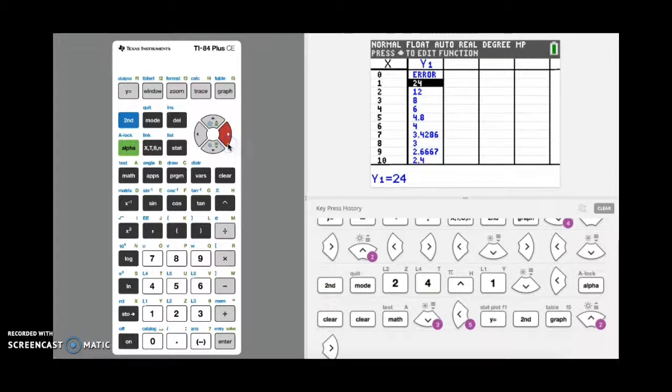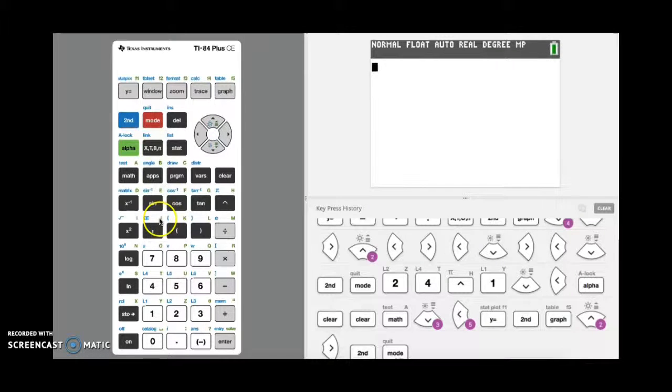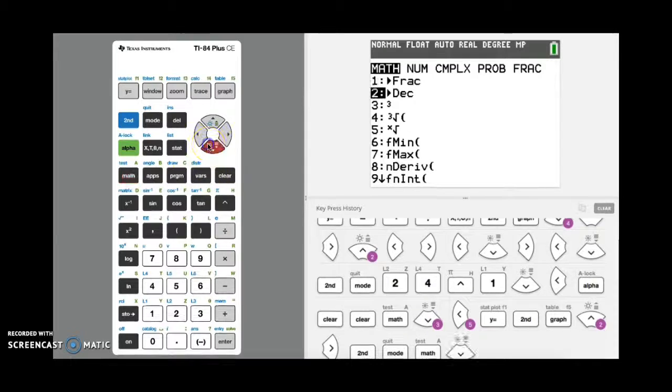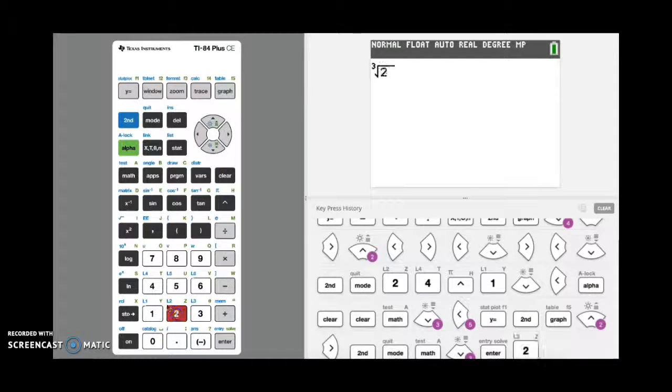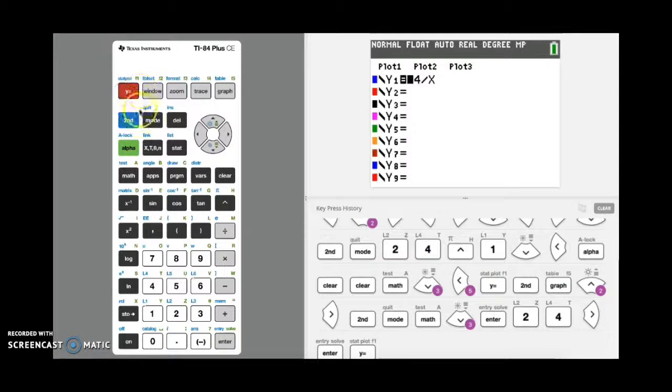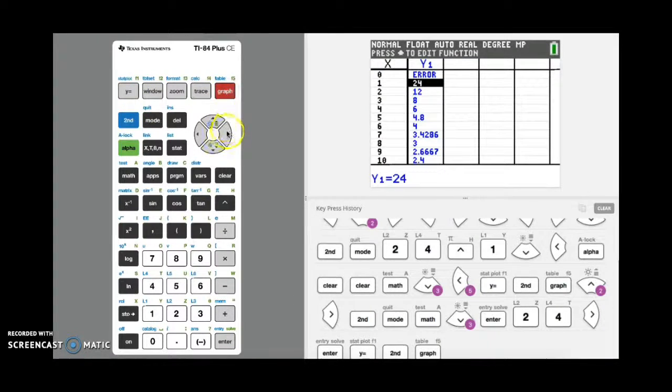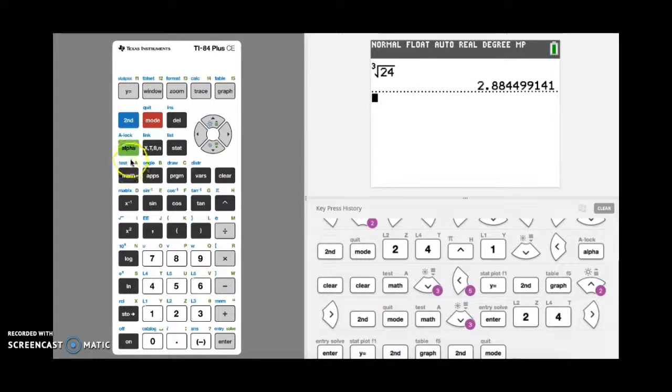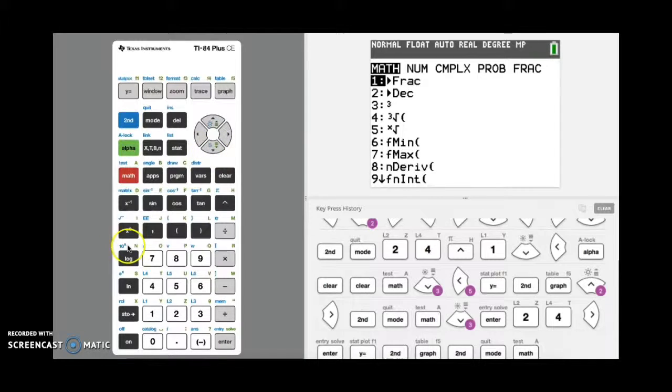So let's try 24. Go to second, click to go back here, and go to math, go down to number 4. Here is cube roots. So if we type in 24, I get a decimal. That tells me it is not a perfect cube. Let's check my next one. Go back to my table. I can check 2 and 12. So math 4.